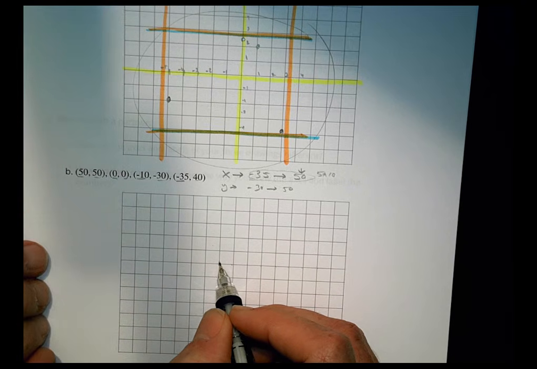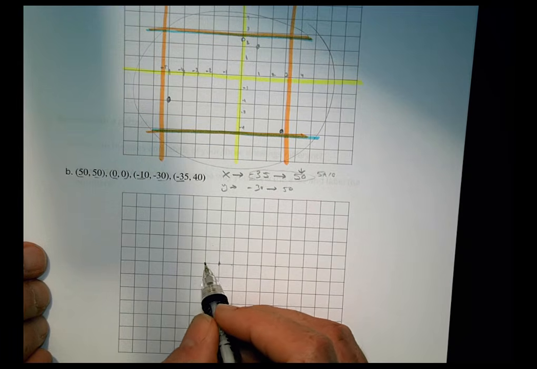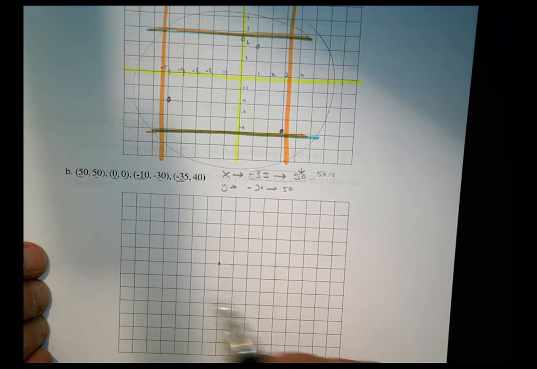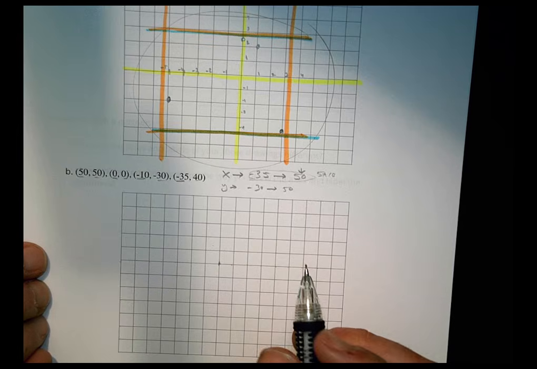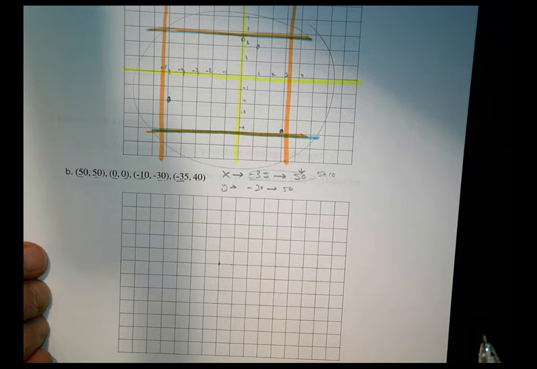So if I did 5 this way, I have to go 7 more. 1, 2, 3, 4, 5, 6, 7. Looks like it could work. So I could go by 5s. That would work fine. I could also go by 10s, and that really is up to you. What is it that you want to do?